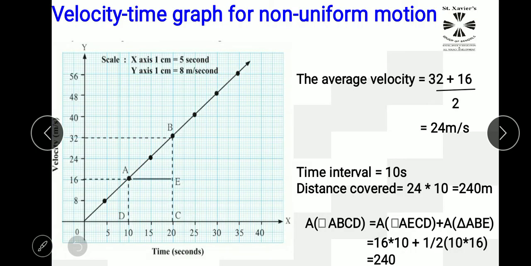Students, in this video we'll continue with laws of motion, and our today's topic will start with velocity time graph for non-uniform motion. When we talk about non-uniform motion, the graph is drawn here. In the last graph we calculated the distance covered in uniform motion, the velocity time graph in uniform motion.